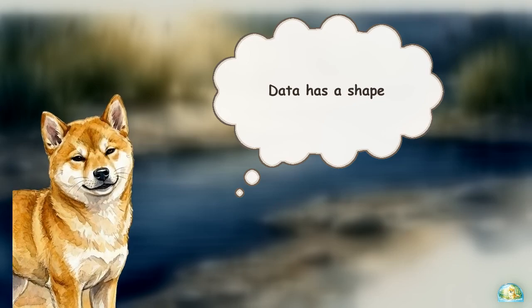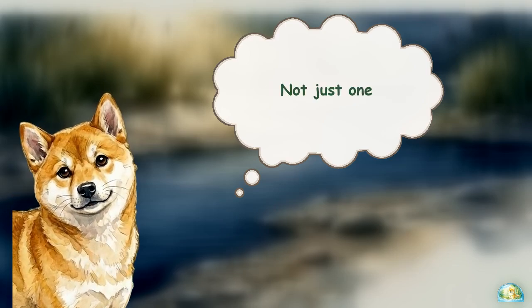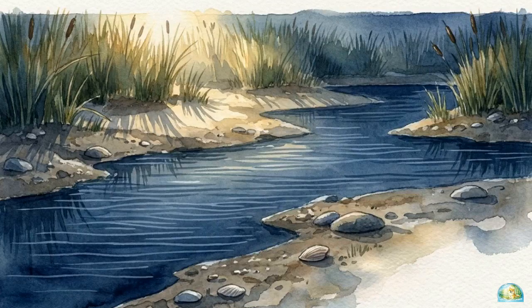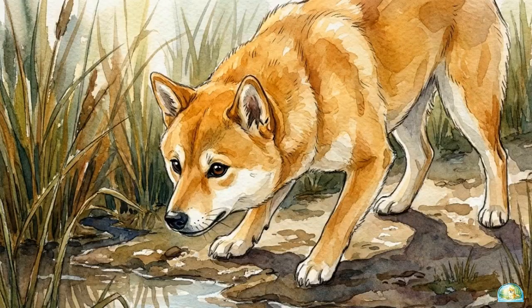Data has a shape. Look at the whole crowd, not just one. Welcome to the moonlit data marsh. This is a quiet wetland where numerical values take on physical forms. Kit, a small golden Shiba Inu, settles low at the water's edge to observe the landscape.